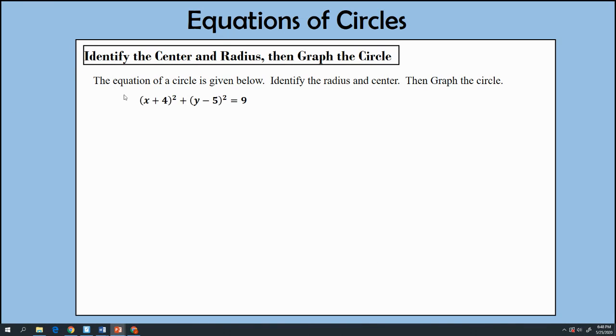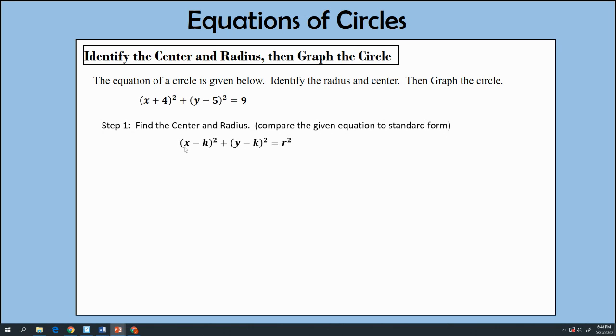Okay, the last thing you're going to look at tonight is what if you're given the equation and asked to pick out and graph some information. Okay, this is kind of what I referred to a second ago. So it said, here's the equation. You get to identify the radius and center and then graph it. Okay, so first of all, to find the center and the radius, we're going to compare this equation and make it look like the standard form equation.